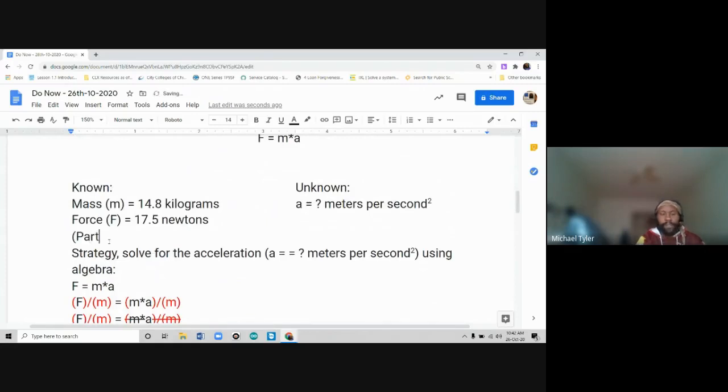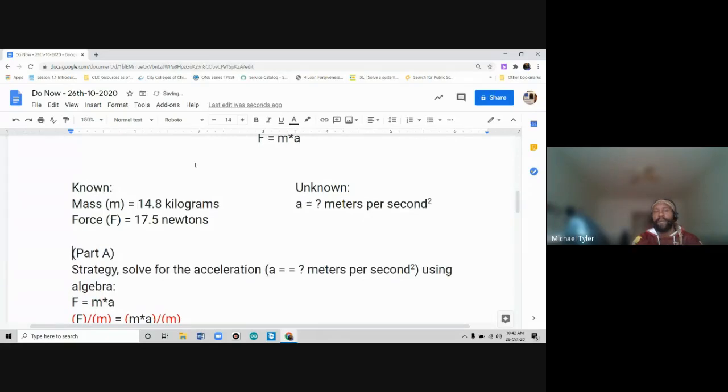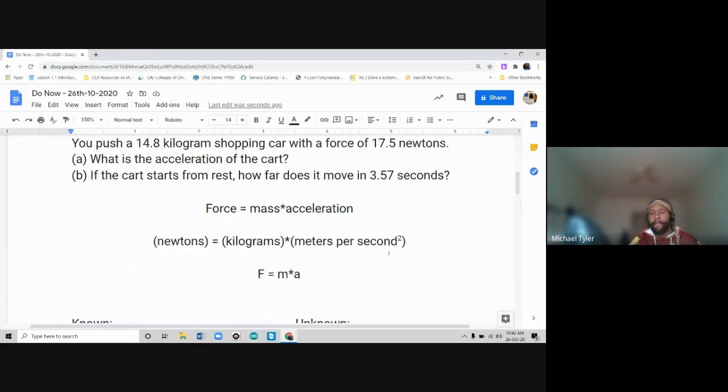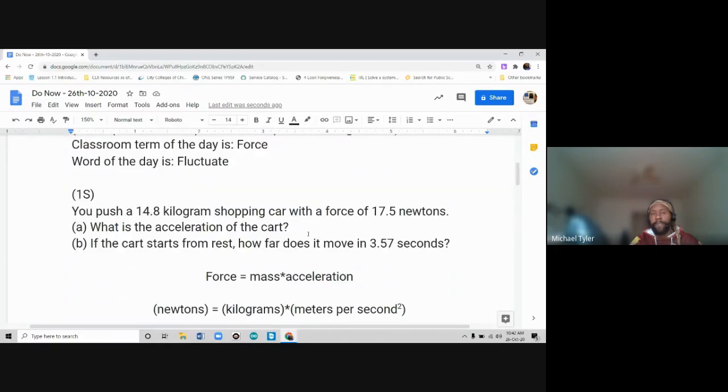Parts to this. Doing good on time because we can still get to the simulation part. So this is part A. Remember, part A was what's the acceleration of the cart. Part B is if it starts from rest, how far is it going in 3.5 seconds, right?